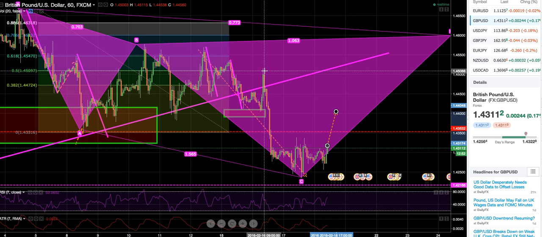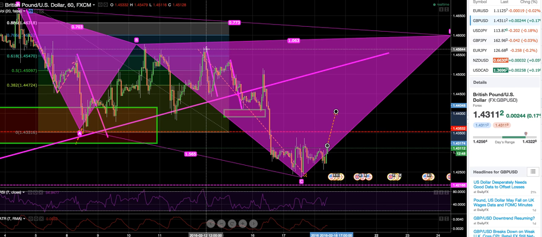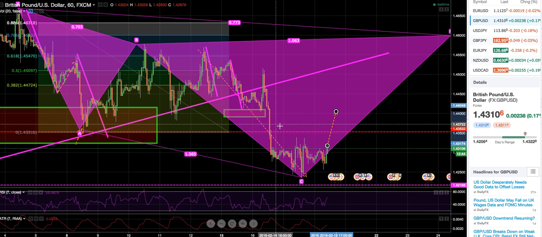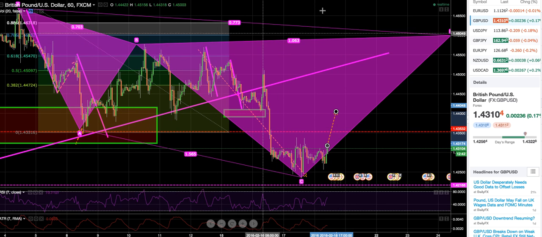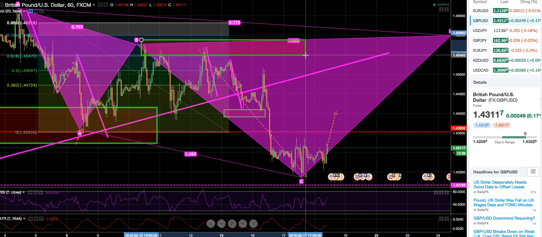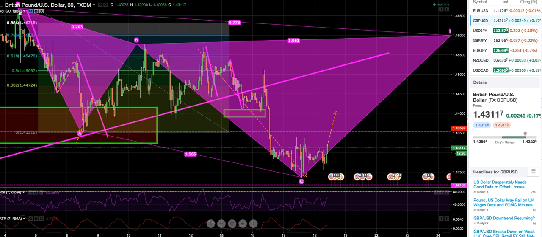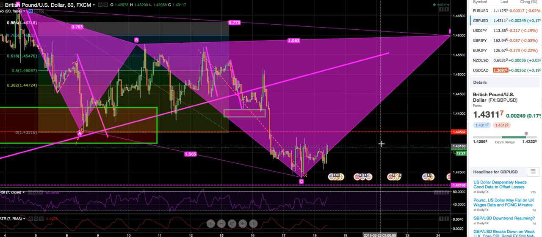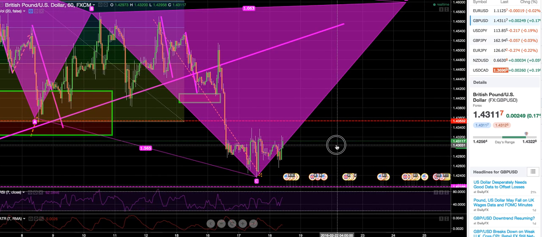Wouldn't be my first choice because you have this high right here and this high right here. So like I said, this is the area I would feel comfortable placing my stops above. The first one, and of course above the X would be the more suitable area, right?